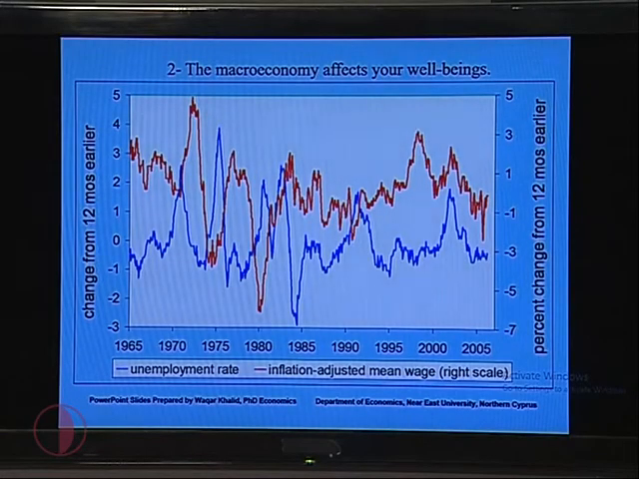Look at this graph. We can say that the macroeconomy affects your well-being. In the first point, we were talking about society's well-being, but in this point, we are talking about individual well-being. It means how the performance of the economy affects you.